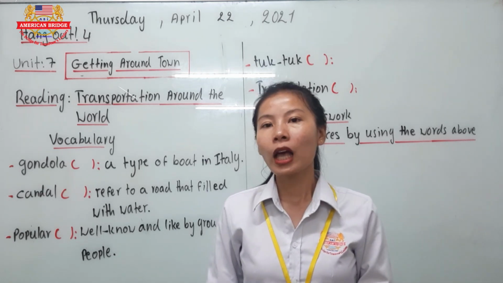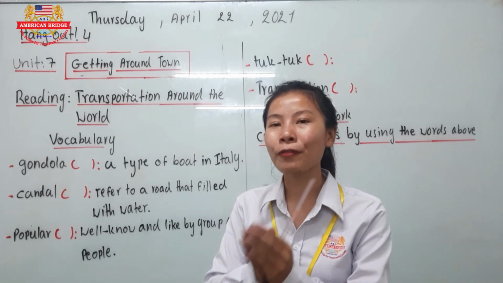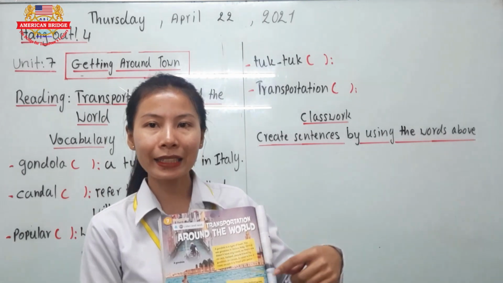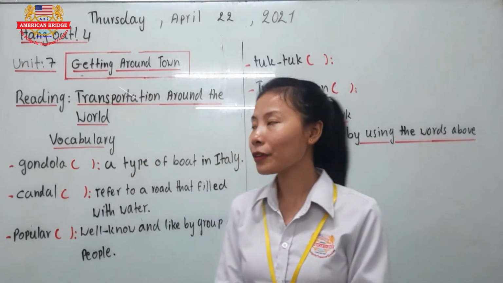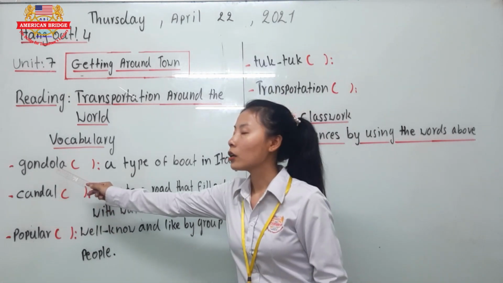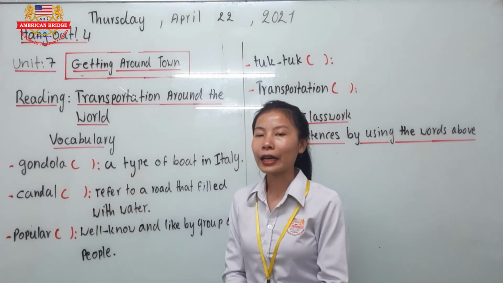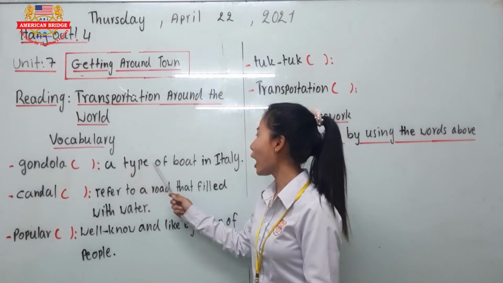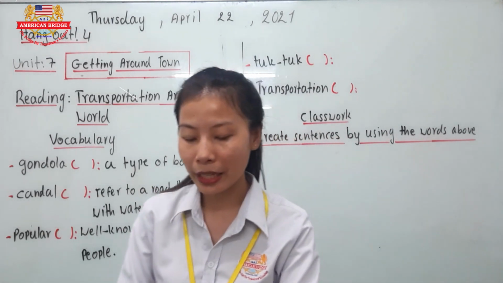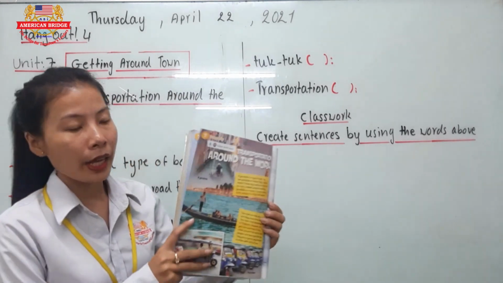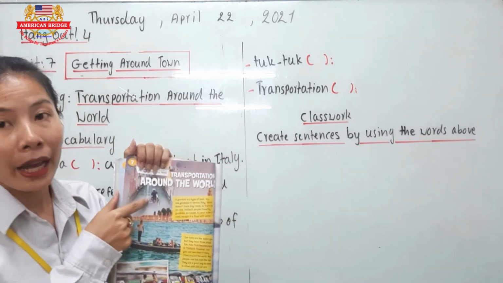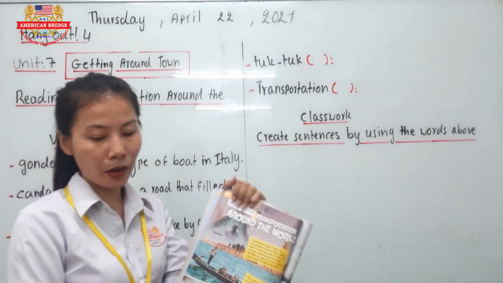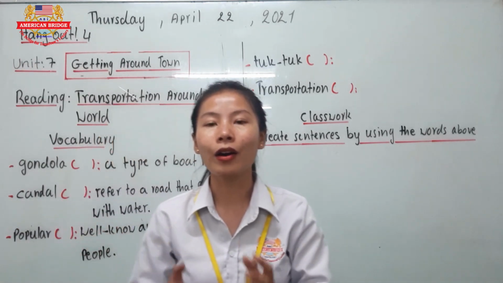All right, everyone. So here is our vocabulary that the teacher chose from the reading, from the first text and second text, because today we are going to learn only two texts. All right, the first vocabulary that you would like to mention is gondola. You can read faster, gondola, right? Gondola, we refer to a type of boat in Italy. You can see the picture here. Here are two boats, we call them gondolas. So the boats in Italy, we call gondolas.